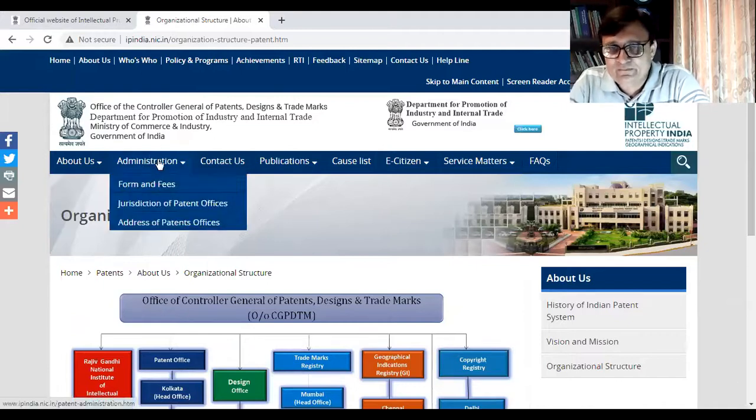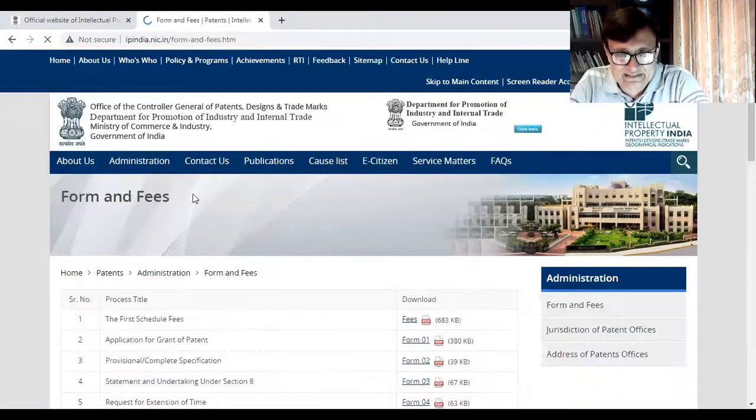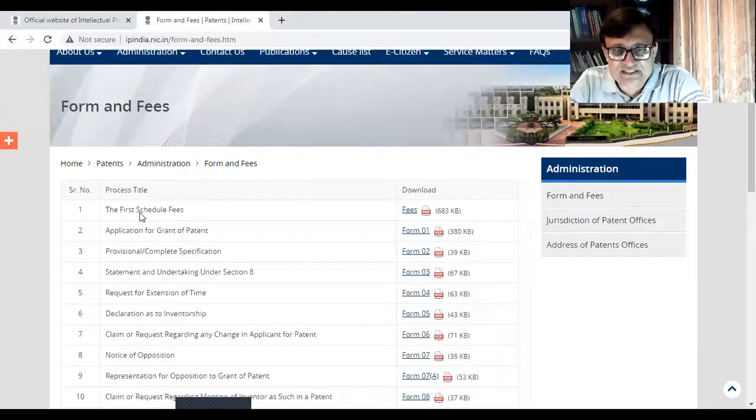Similarly, if you go to the administration part, there are forms and fees, what kind of form you have to fill to get the patent registered. This is the first schedule, fees, application for the grant of patent.